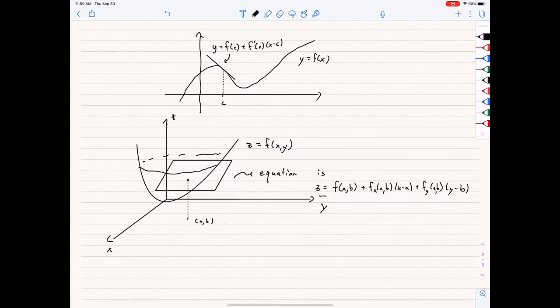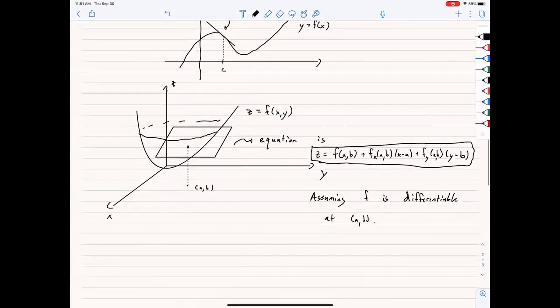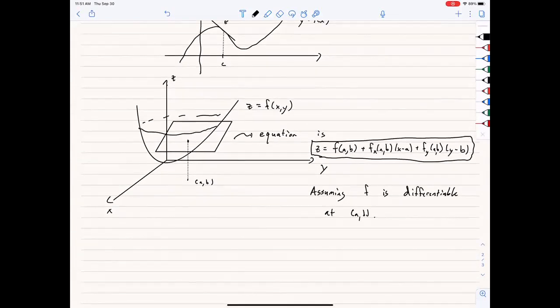So this is the equation for the tangent plane, if there is a tangent plane. This is assuming f is differentiable at (a, b), which we'll again discuss in a moment. Okay. Questions? Nothing so far.